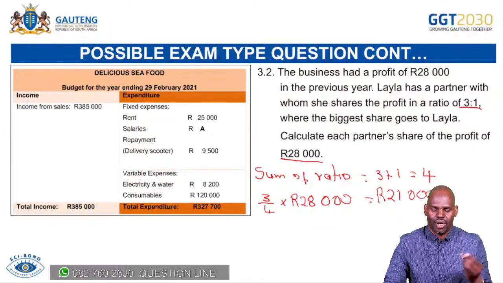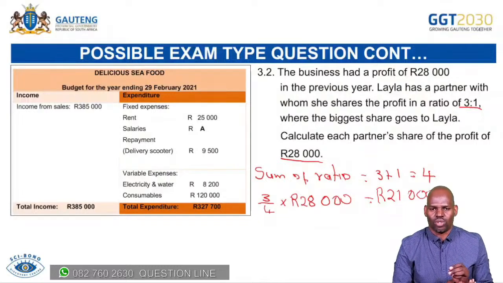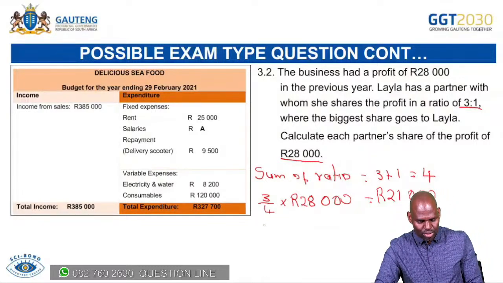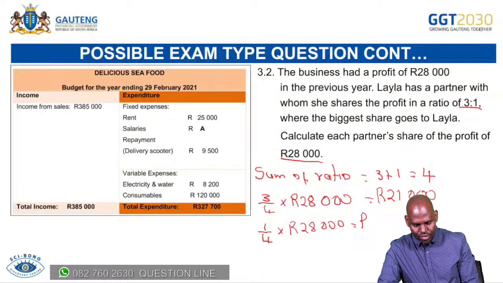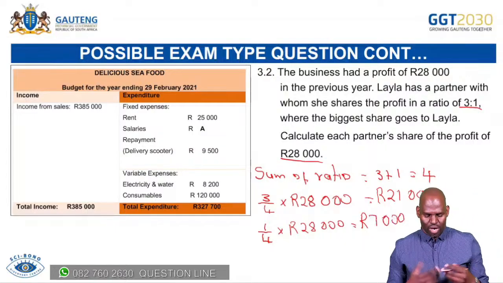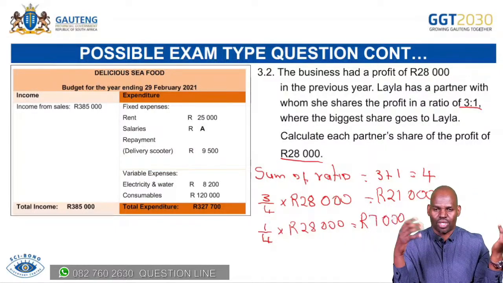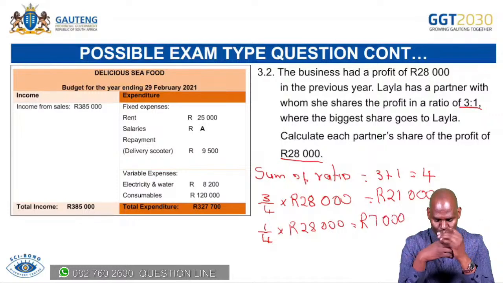Okay, then the next one, there are two ways of doing it. You can now say 1/4 multiplied by 28,000. So if you say 1 divided by 4 multiplied by 28,000, then I'm getting 7,000. Some of you could have taken the 28,000 and subtracted 21,000 because there's only 2 people there.